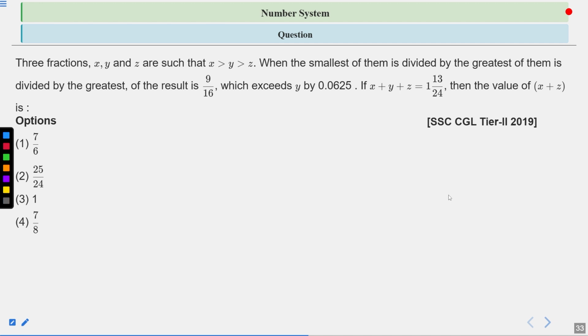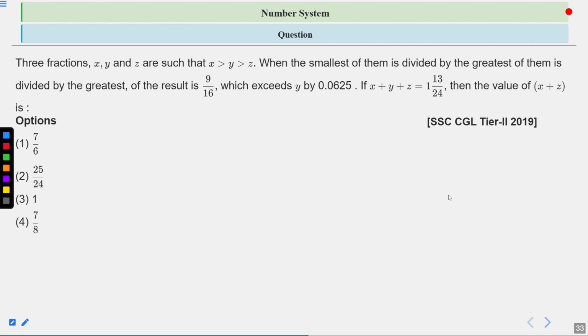Three fractions x, y and z are such that x is greater than y, and y is greater than z. When the smallest of them is divided by the greatest of them, the result is 9 by 16, which exceeds y by 0.0625. If x plus y plus z equals 1 and 13 by 24, then the value of x plus z is? This question was asked in the SSC CGL Tier 2 exam in 2019.